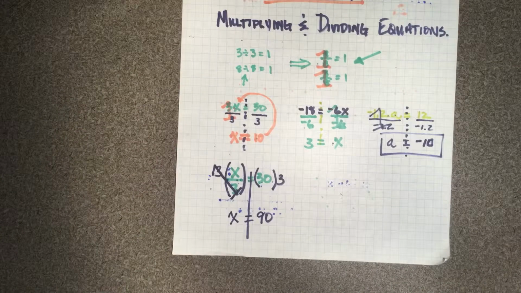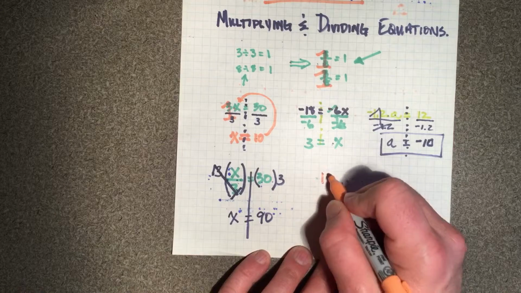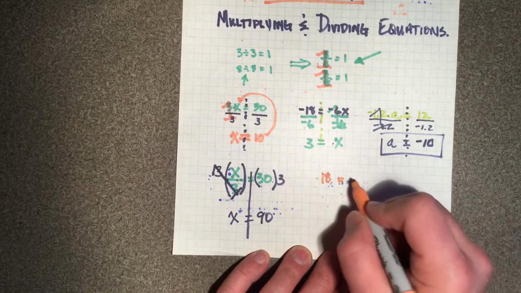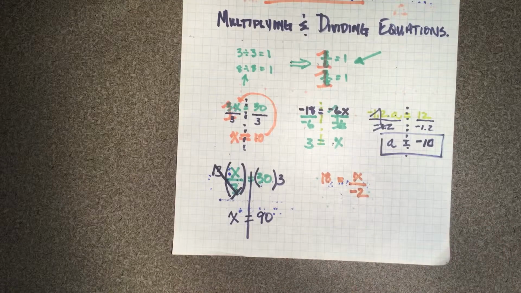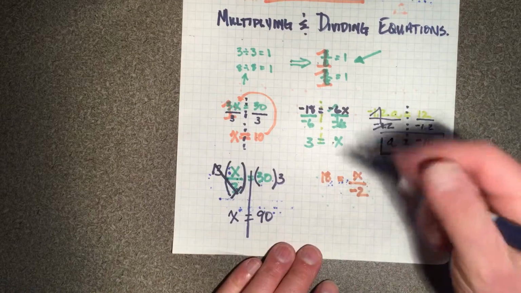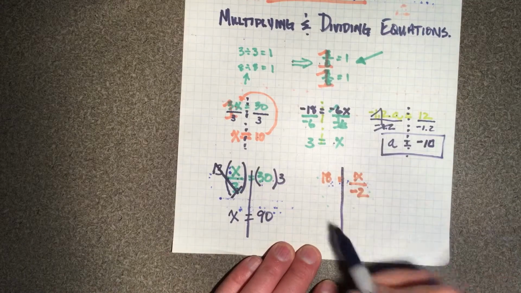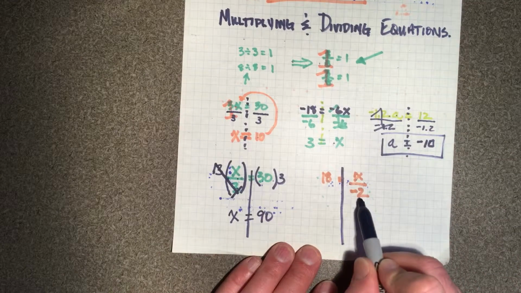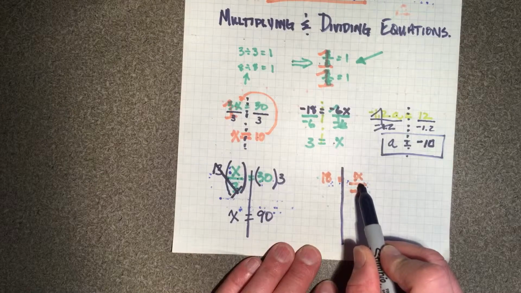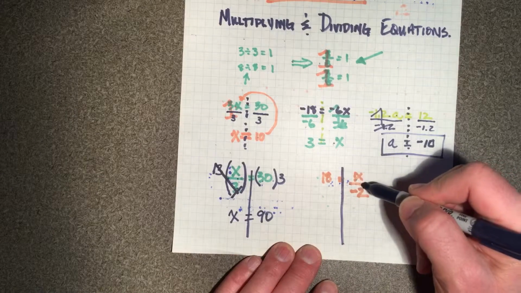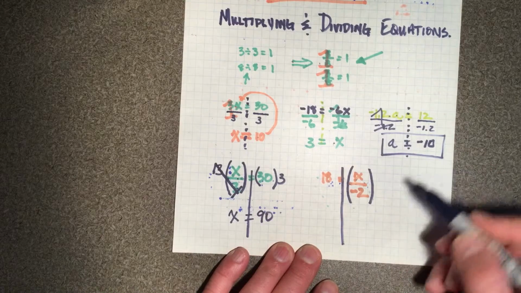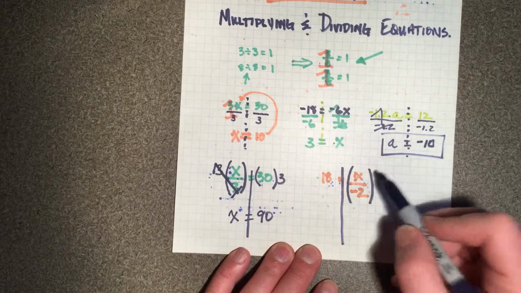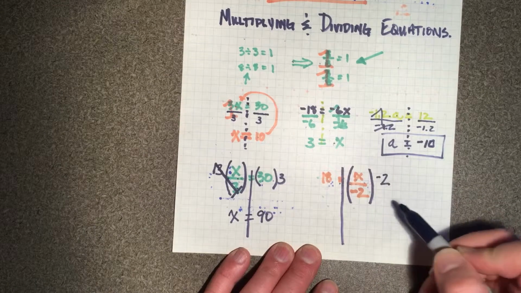So let's try one more of those. Try this one. 18 equals x over negative 2. Okay, again, we'll split it down the middle. Variable's on the right. I want to get rid of the negative 2 to get the variable alone. This says x divided by negative 2, so the opposite of dividing by a negative 2 is to multiply by a negative 2. So I wrap this in parentheses. I'm going to put a negative 2 out here.